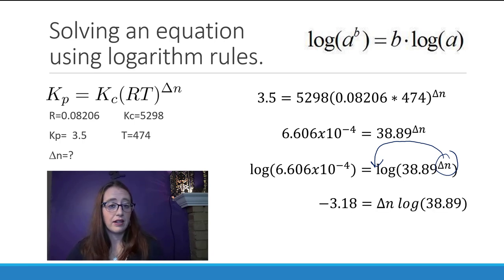This gives us on our left-hand side a negative 3.18, which is just the answer from plugging that into your calculator. And then on the right-hand side, we have that delta n times the log of the value, which we can also plug into a calculator. So now we can just divide by whatever that log of 38.89 is, which gives us negative 2. So in this case, our delta n would be negative 2. And this is a very common way that you'll use logarithm rules to solve for problems. It comes up quite a bit in chemical equilibrium and a fair amount in kinetics as well.